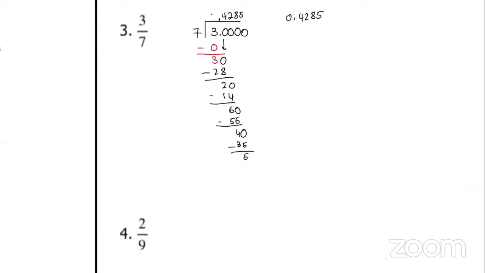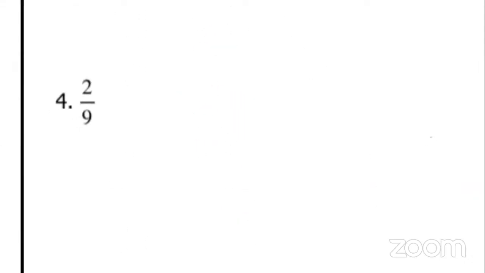Okay, let's have a look at the next one. We have 2 divided by 9. So again, if we think of 9, we can't really think of a number that 9 can go into that's a base of 10. So like 10, 100, 1,000, that's what I meant.